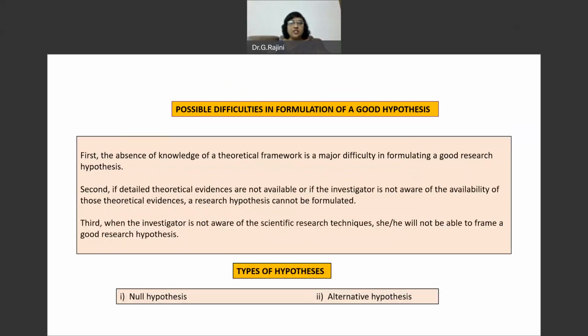Okay, so now, possible difficulties in formulation of a good hypothesis. Sometimes it becomes a bit difficult to formulate a hypothesis. First and foremost, if there is an absence of knowledge of the theoretical framework, then this is the major difficulty you face in formulating a good research hypothesis. Second, if detailed theoretical evidences are not available and the investigator is not aware of the availability of those theoretical evidences, then the research hypothesis cannot be formulated.